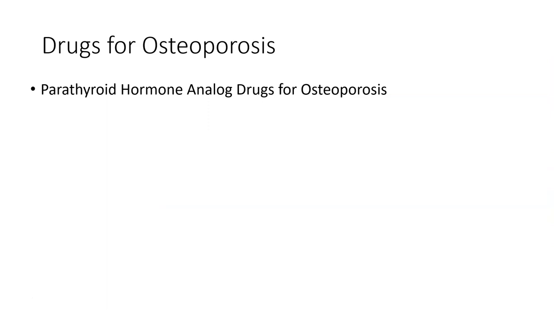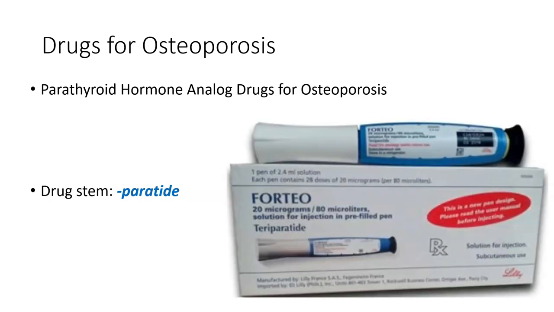We also have parathyroid hormone drugs. Parathyroid hormone will normally raise calcium levels in the blood by pulling the stores from the bone. But the key to using a parathyroid hormone drug is that they can stimulate osteoblasts, which rebuild bone in greater amounts than the cells that break it down. These have the drug stem of paratide and teriparatide. Forteo is the drug, and this is also an injectable given subcutaneously.